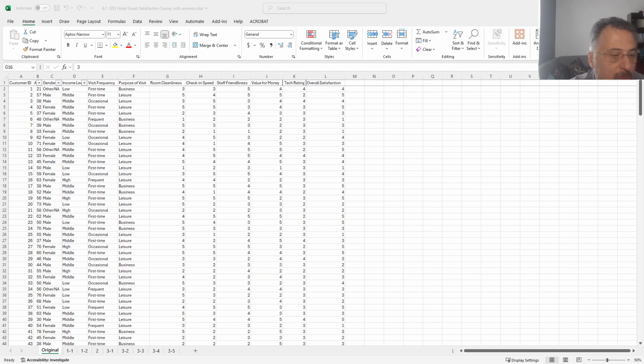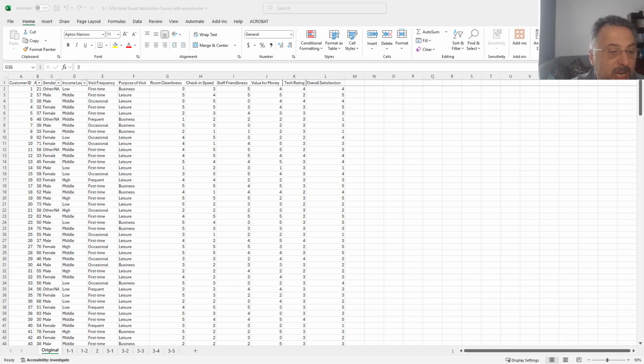You can do diagnostic analysis. You can do correlation analysis. For example, you can assess the relationship between satisfaction factors. For example, does tech rating correlate with overall satisfaction? You can do customer segmentation analysis. You can segment by what you have. Like in this case, we have income level, gender, age, visiting frequency, or purpose of visit.